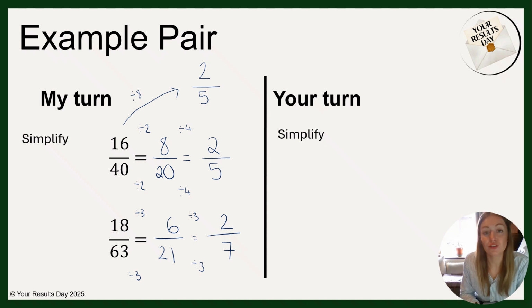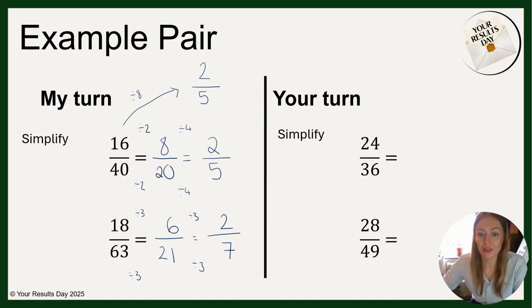So I did that in 2 smaller jumps. If I wanted to, I could have divided 18 by 9 and 63 by 9 and got the same answer by doing it in 1 jump. But it doesn't matter. Go with what's more comfortable for you. Here are 2 questions for you to have a go at. Pause the video and hit play when you're ready to see the solutions.